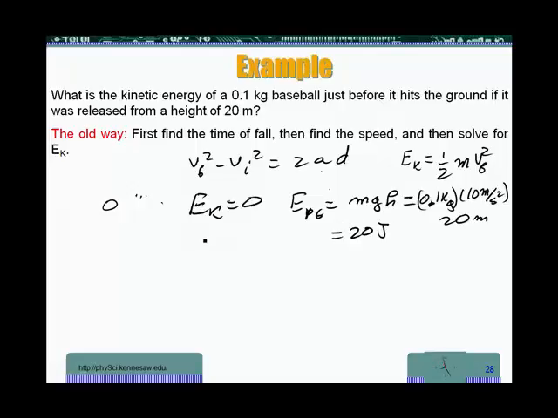So my mechanical energy at the initial position is 20 joules: kinetic energy plus potential energy, kinetic energy being 0, plus potential energy 20 joules. That gives us a mechanical energy of 20 joules, which means just when it is about to hit ground, I should have the same 20 joules of mechanical energy.